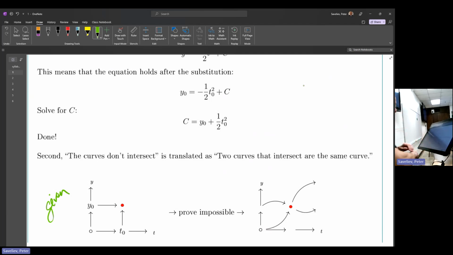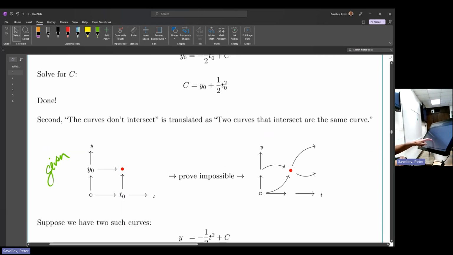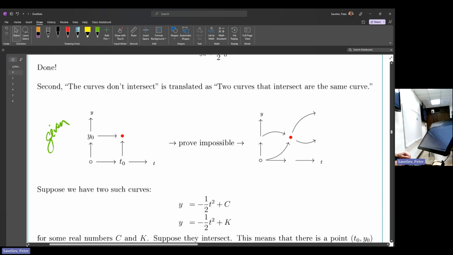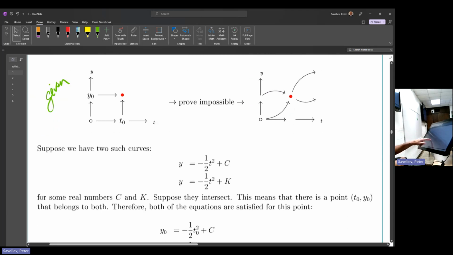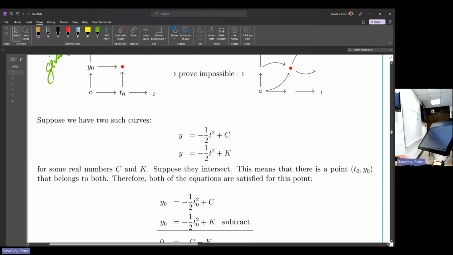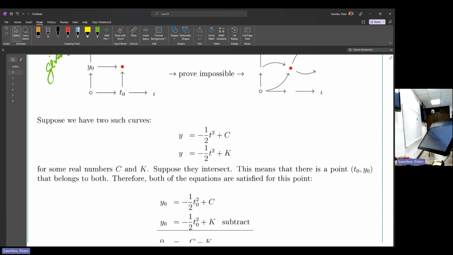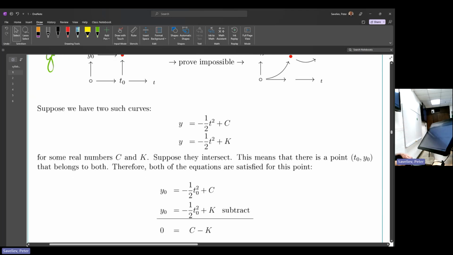intersect. That's in a mathematical, in a logical twist. It's the same as to say that if two curves do intersect, it's the same curve. Okay, so once again, there are two curves, with C and with K, that are possibly different constants. Suppose they intersect at point t naught, y naught. Then there are two equations. We had one in the last case, and now we have two. And what varies here is C and K. But if we subtract, here it is.